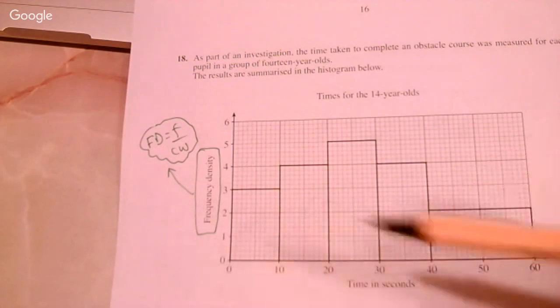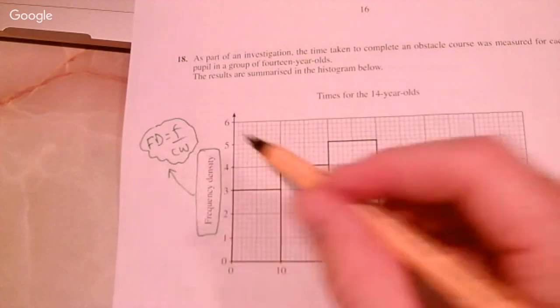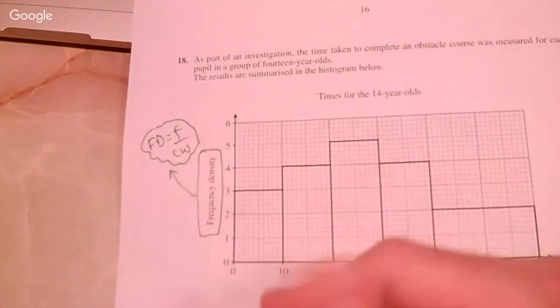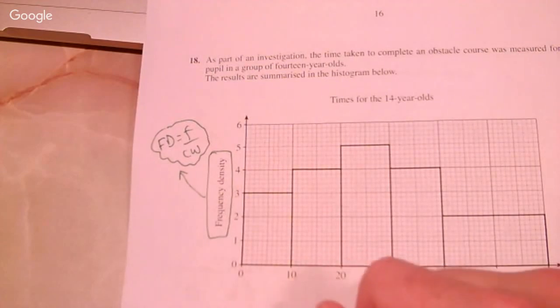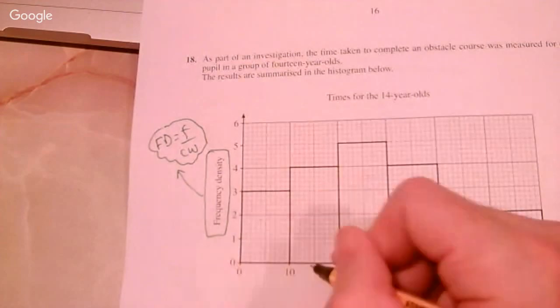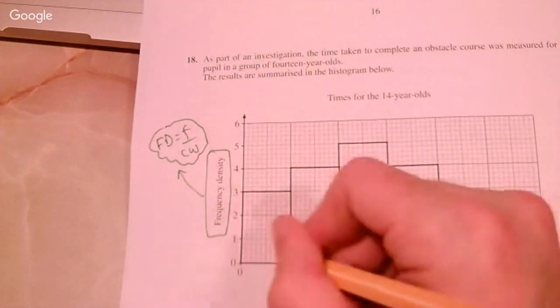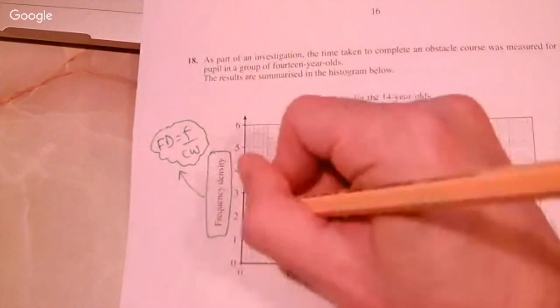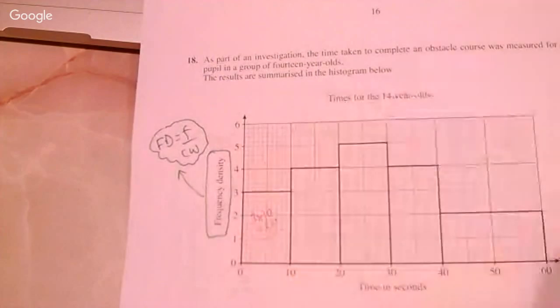Okay, so the number of is a posh word for frequency. I need to get frequency on its own from that formula. So I'm going to take that divide by CW over and it will become a times by. So CW times by FD, the frequency density, will be equal to the frequency. So the class width here between 0 and 10 is 10, and it has a frequency density of 3. So 3 times 10 would equal 30 people in that bar there.